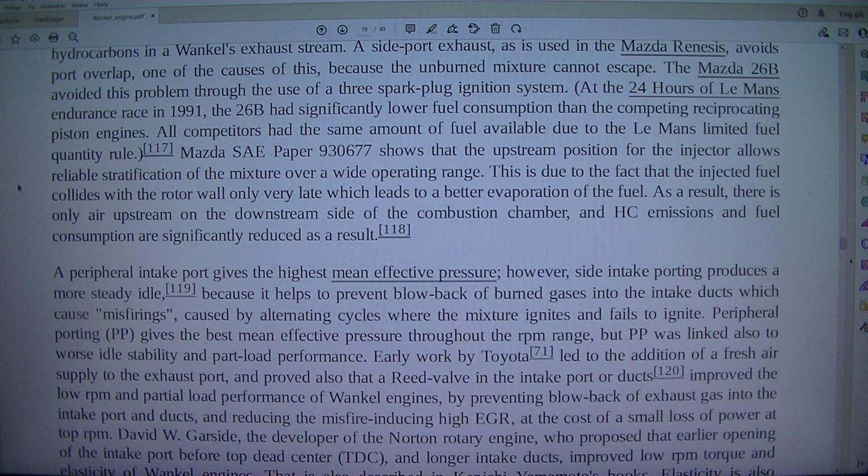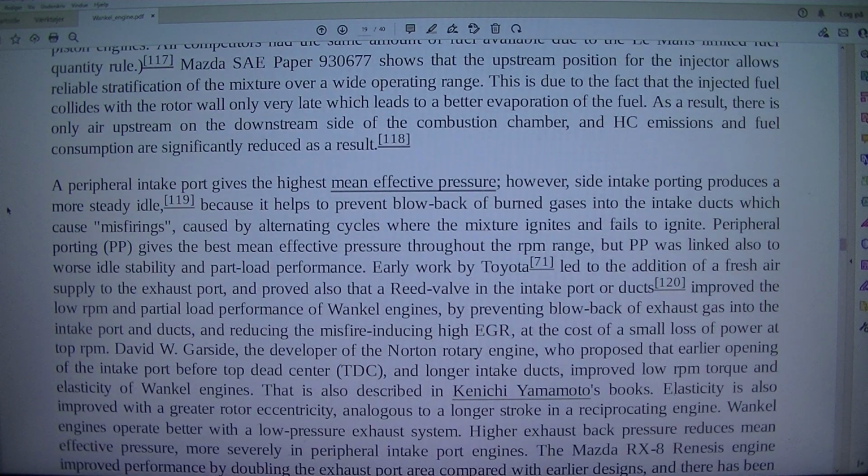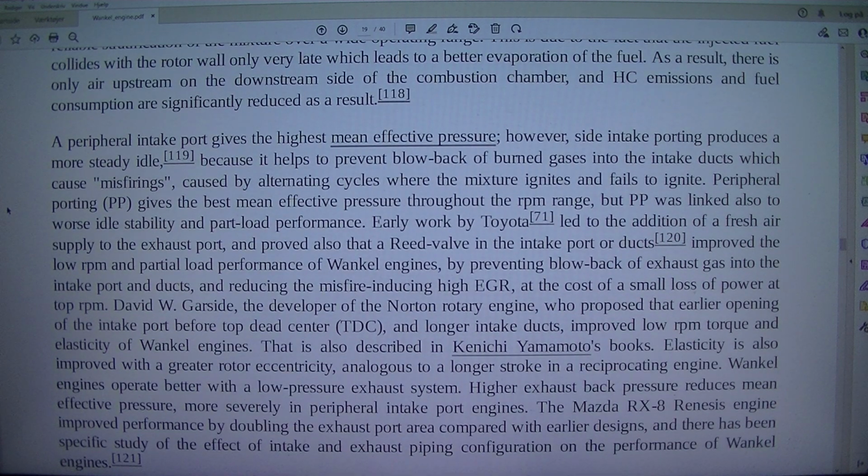930,677 shows that the upstream position for the injector allows reliable stratification of the mixture over a wide operating range. This is due to the fact that the injected fuel collides with the rotor wall only very late, which leads to a better evaporation of the fuel. As a result, there is only air upstream on the downstream side of the combustion chamber, and HC emissions and fuel consumption are significantly reduced as a result.